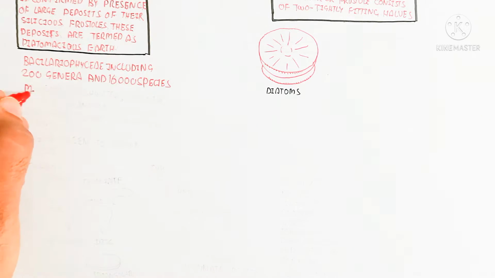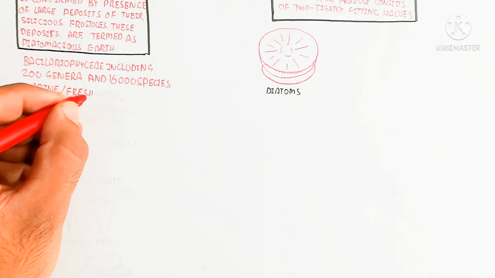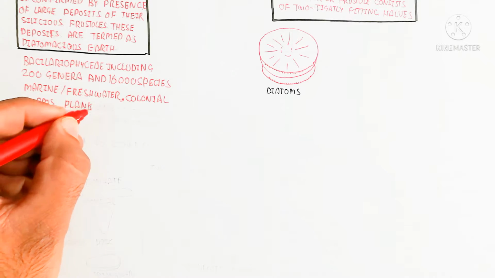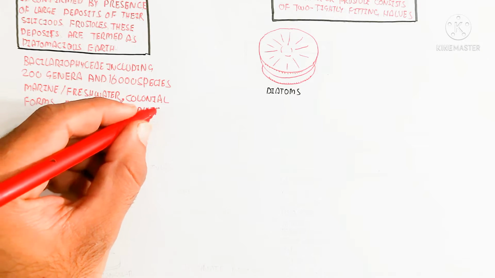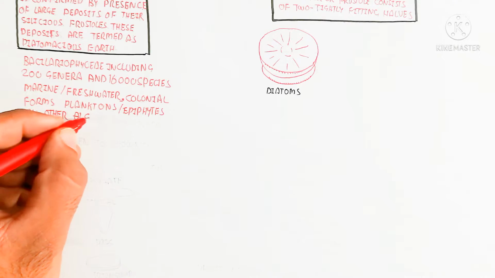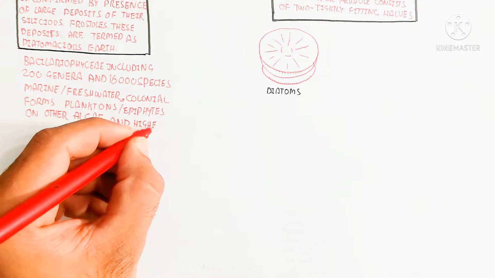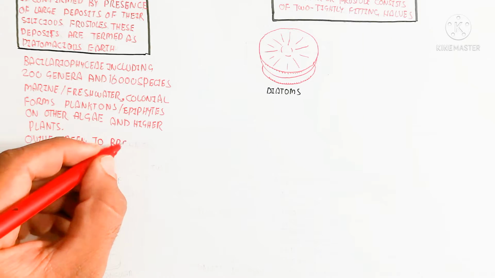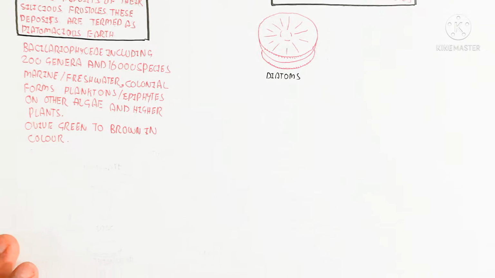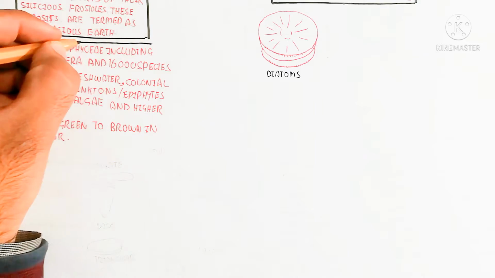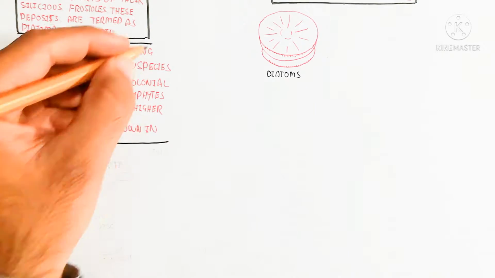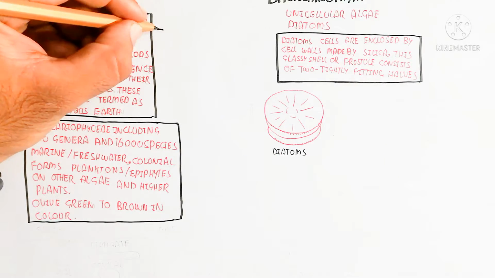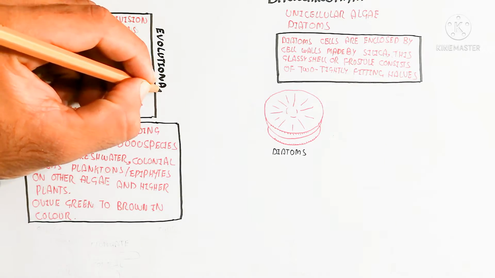So we will discuss the shape. First of all, we should understand the appearance. Bacillariophyta include 200 genera and 16,000 species, marine, freshwater, and colonial forms, planktons, and epiphytes on other algae and higher plants. The color is olive green to brown. Now we will discuss the shape of these Bacillariophyta.